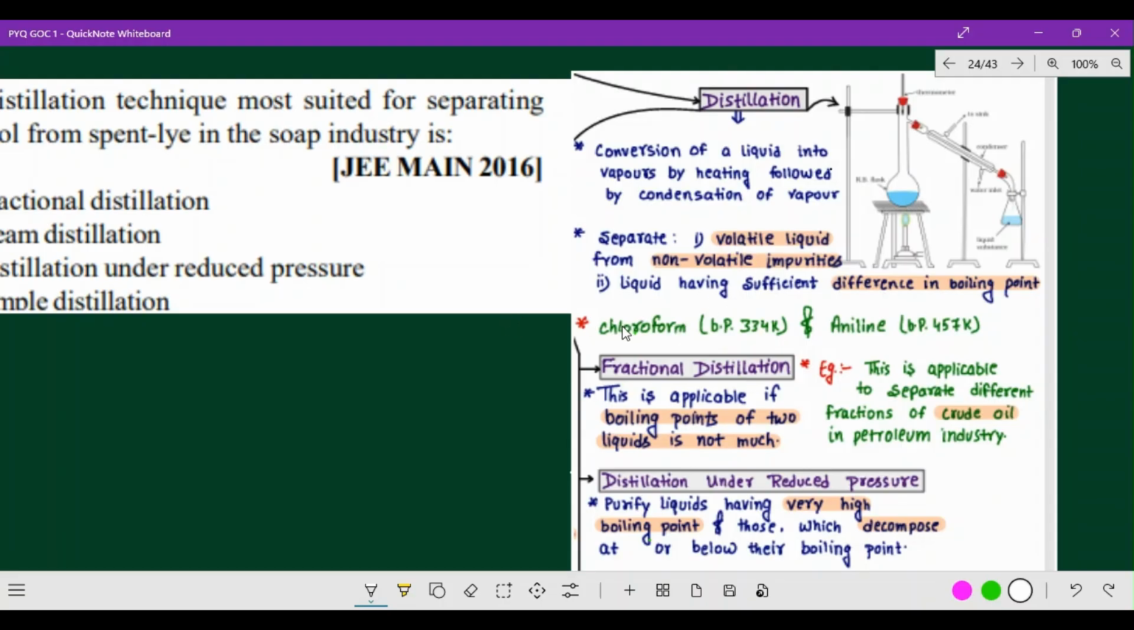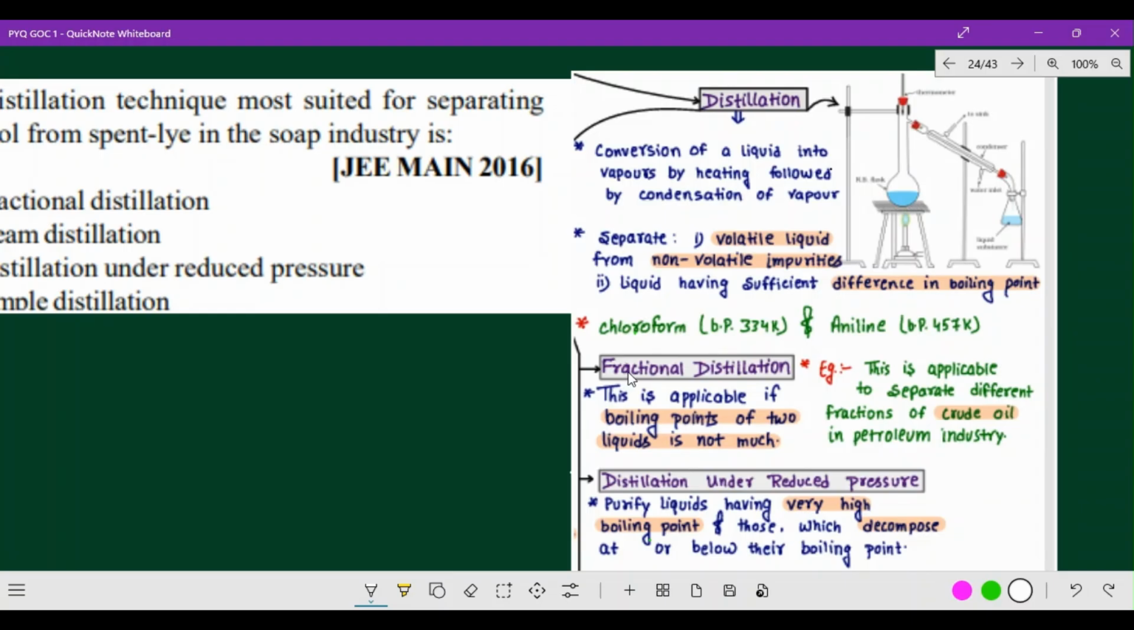Now, the best example is chloroform and aniline. They have given the boiling points: 334 Kelvin for chloroform, and 457 for aniline. So it is chloroform from aniline. That is the way we can identify.